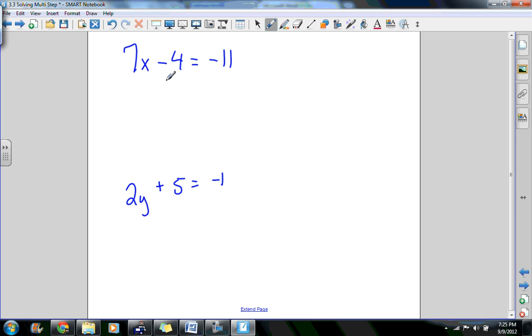Very exciting stuff. So I'm going to add 4 to both sides. I get 7x equals negative 7. I divide by 7. So I get x equals negative 1. Here, I'm going to subtract 5.